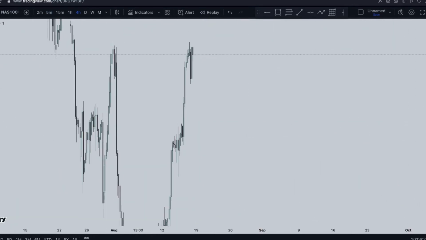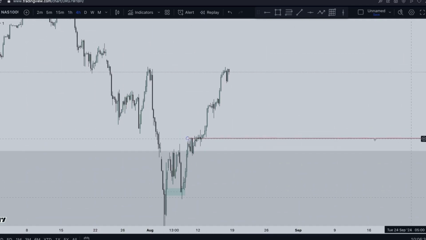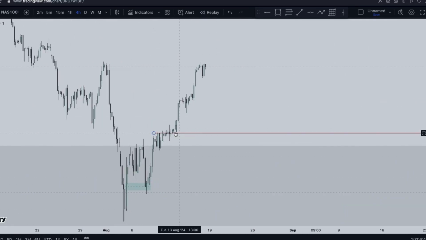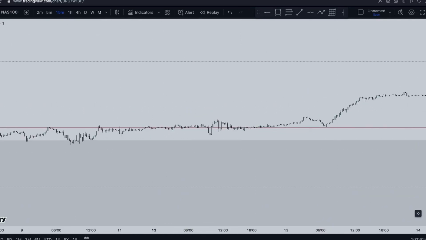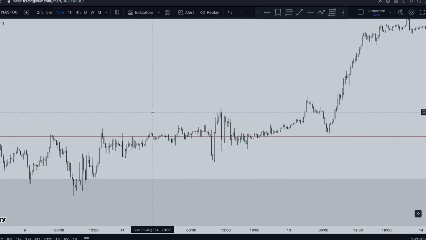So looking at this level now, what do we have here? We have a higher time frame level here. All right, we have this higher time frame level, so we can drop down to a lower time frame to find our order block. All right, even though price was so choppy on this day, you can still spot the order block. All right, this is the order block here.